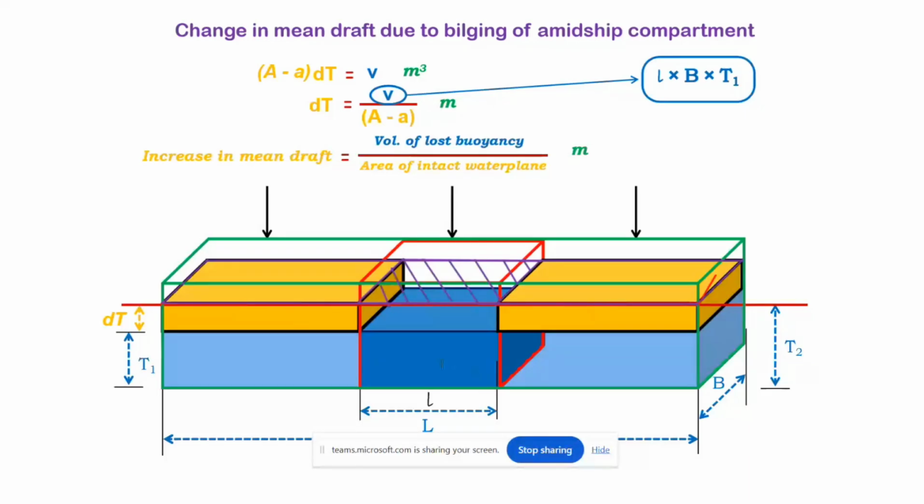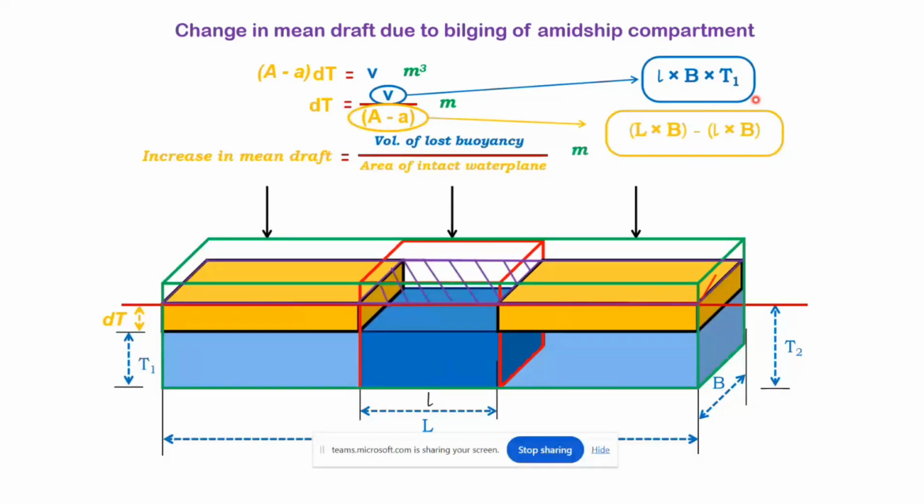You can very well notice, it is just the volume of that cube. Volume of cube is length into breadth into depth. So the volume of this cube, which you are able to see right here, is small l into B into T1. And now A minus a will be capital L into capital B.